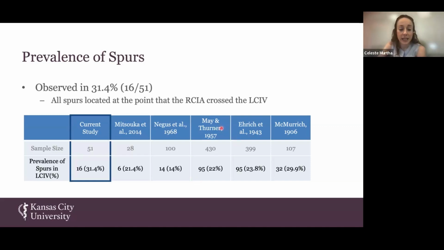If you look below in this table here, I wanted to provide a side-by-side comparison of the prevalence we found in our study versus past researchers. Up here, we have our sample size of 51, and down here, you can see our prevalence of 31.4%, which is pretty comparable to past research studies, whose prevalence ranges from 14% up to 29.9%. So we're right in that ballpark. What you'll probably notice is that some of the past researchers had really robust sample sizes. We didn't quite measure up to that, but that is okay.